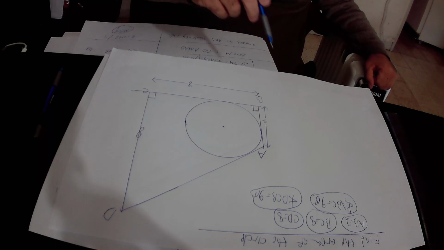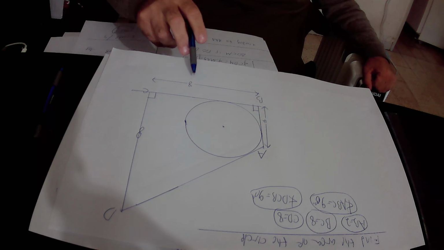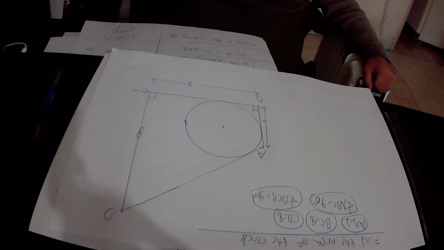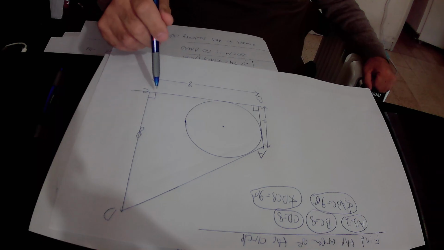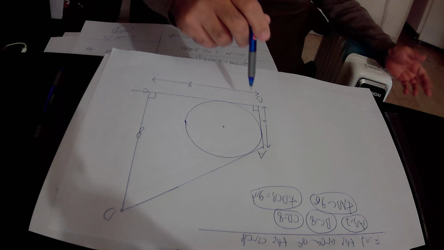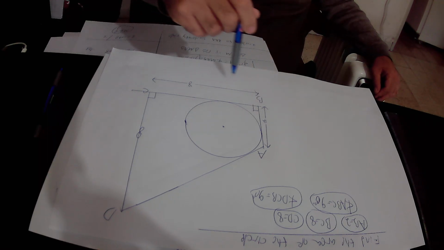In addition, we know that line segment AB equals 2 units in length, line segment BC equals 8 units in length, and line segment DC also equals 8 units in length. This angle DCB equals 90 degrees, and this angle ABC also equals 90 degrees. Our mission is to find the area of this circle.